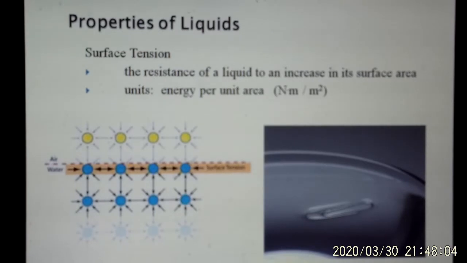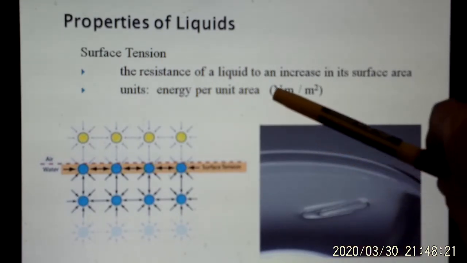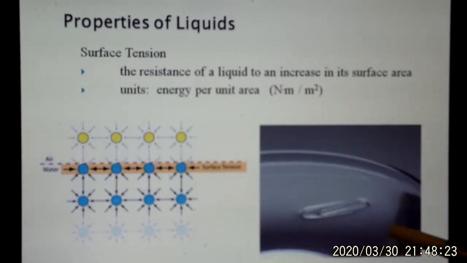Surface tension is basically the resistance of a liquid to an increase in its surface area. Okay? So it doesn't want to spread out and increase its surface area. It takes a certain amount of energy in order to pull it apart. And that unit is going to be Newton meters, the amount of energy divided by meters squared.